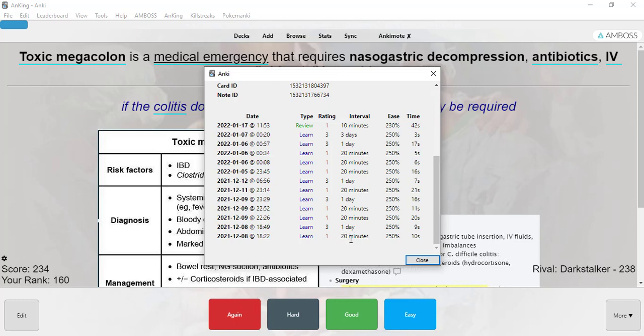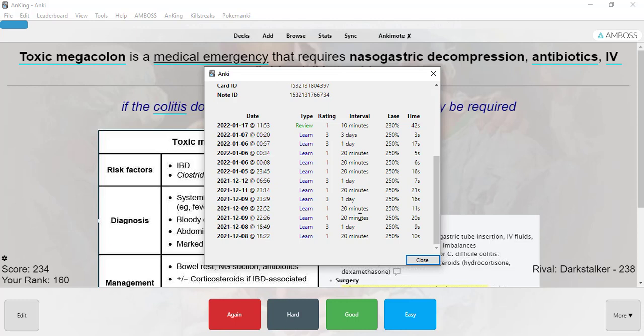So it asked me first, I did not know. I pressed 1, which is again, and it asked me in 20 minutes. After 20 minutes, I pressed good because I remembered the answer. Now the next learning step in my process was 1 day. Learning was not completed, and after 1 day I did not remember the information. So I pressed again, and it asked me again in 20 minutes because that's what I had kept in the setting. But the ease percentage has not decreased because it's still in the learning process. The ease percentage does not decrease for learning cards. It only decreases for the cards you have graduated, the green cards, the cards Anki expects you to remember.